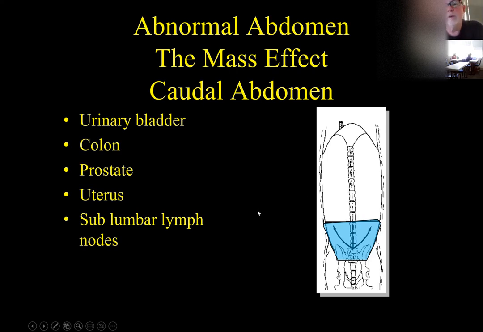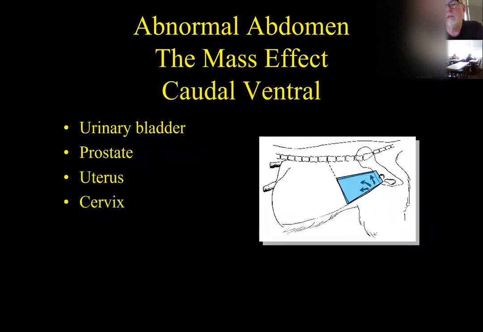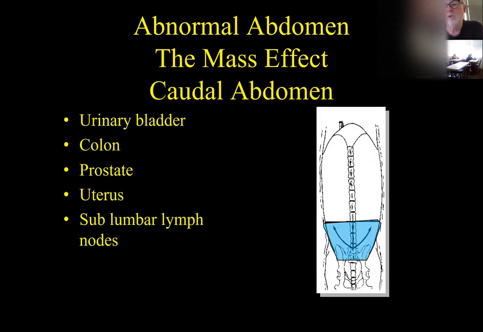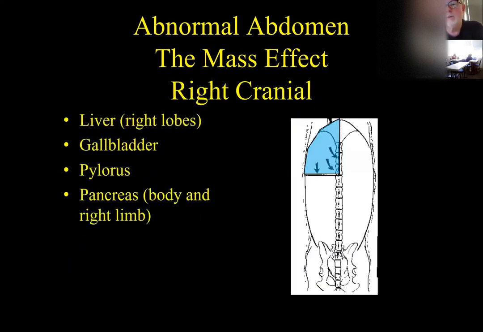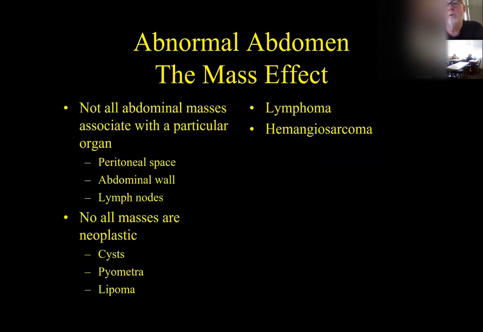So I would expect that one of these blue diagrams you'll probably get on your test and give you multiple choice options: you have a mass effect from a blue shaded area. What could it be? Okay, it could be arising from what? What's reasonable? Okay, so that's the concept of a mass effect.